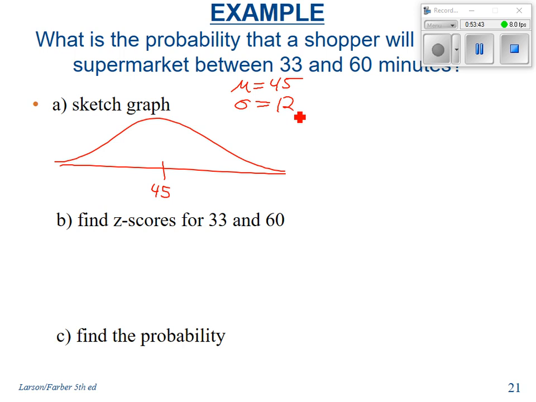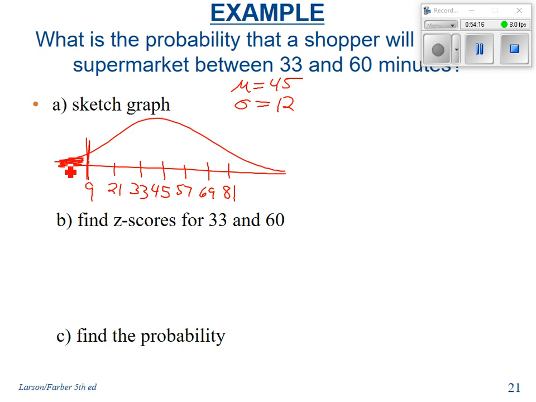If we wanted to draw out a good graph, all we're going to do each time is add 12 to that. So 12 plus 45 is 57. 12 plus 57 is 69. 12 plus 69 is 81. Go out 3 standard deviations. Go down 3. That'd be 33. 21, 9.